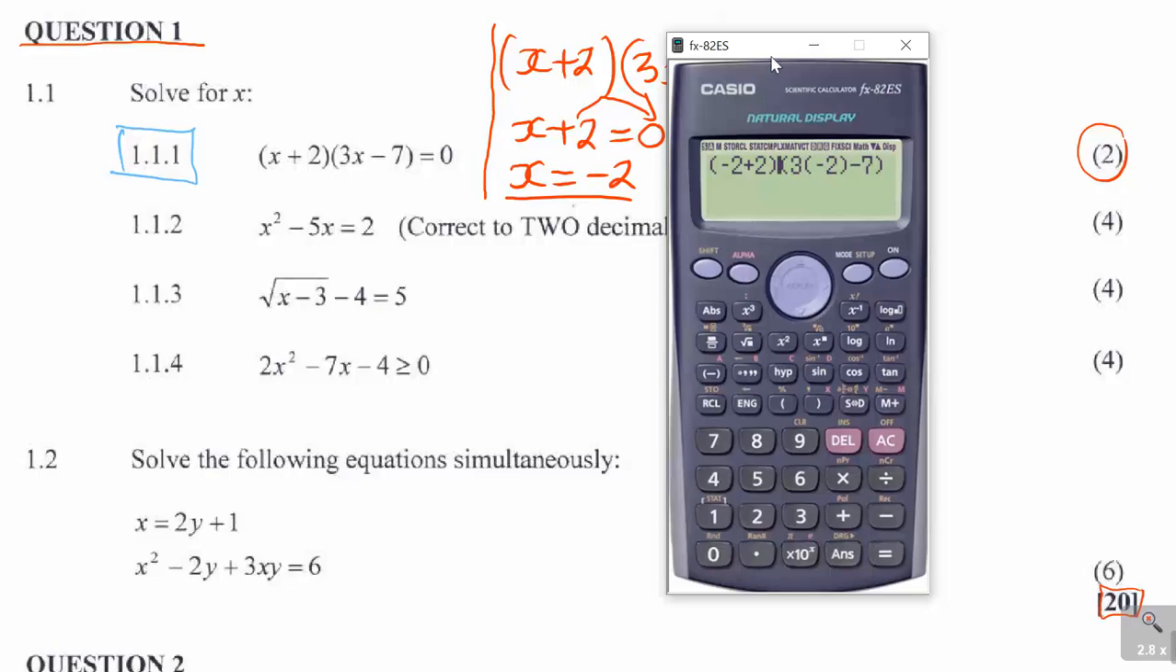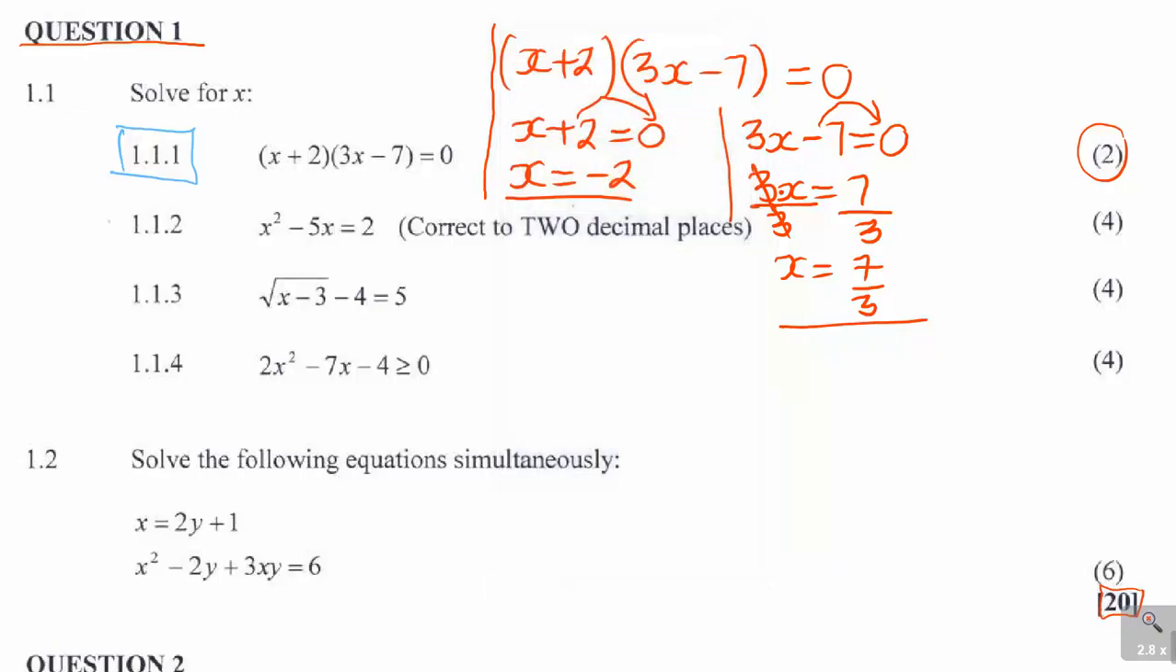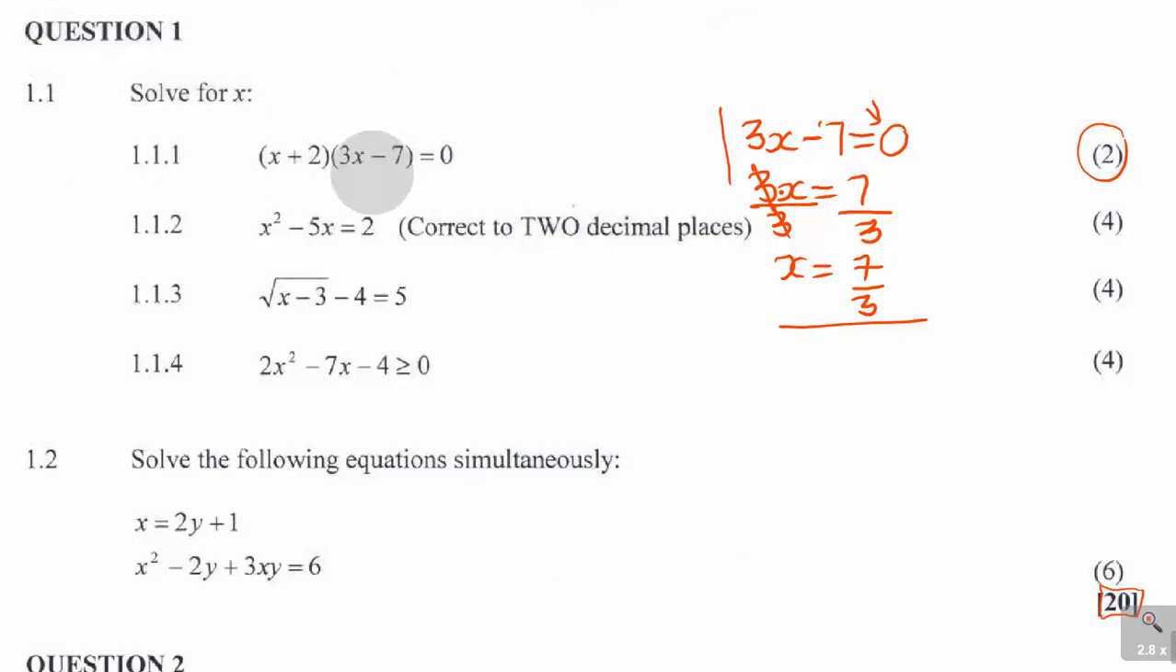Now the other value of x was positive 7 over 3, not 3 over 7. So where there is x, I put a bracket of 7 over 3. And on the other side, again, where there was negative 2, now it's 7 over 3. So when I use this value, it must give me a 0. You can see equal to 0. What it means is that my answer is correct. So that is the first question.